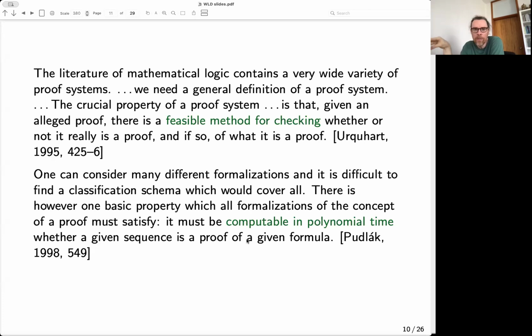We've got many different particular formal proof systems, but what we want to do is go up a level and cover them all in some general idea of what is a formal proof. So it goes on: "There is, however, one basic property which all formalizations of the concept of a proof must satisfy. It must be computable in polynomial time whether a given sequence is a proof of a given formula." So the original core conception was that it must be computable whether the given sequence is a proof of the formula, but now he's saying that the basic property is that it must be computable in polynomial time.